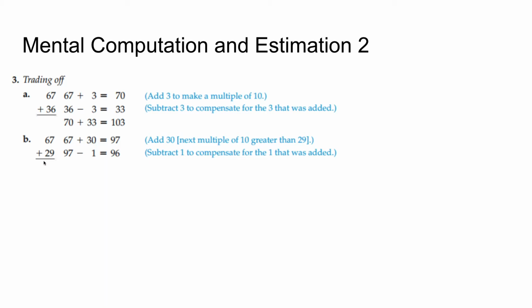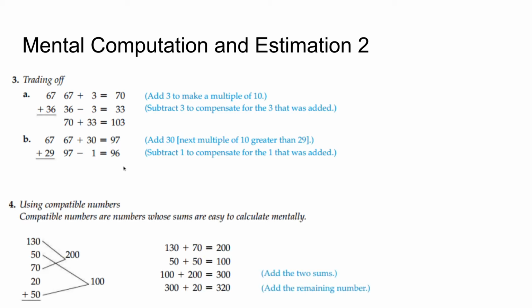Okay, that's one way. And another trading off could be this. You can change 29 to 30 because 29 is very close to 30, right? But since it's not exactly 30, and you added 1, later you can take 1 away from the sum you have. So 67 plus 30, you added 1, so you take away 1 later. 67 plus 30 is 97, take away 1 from that, 96. That's trading off. Okay?